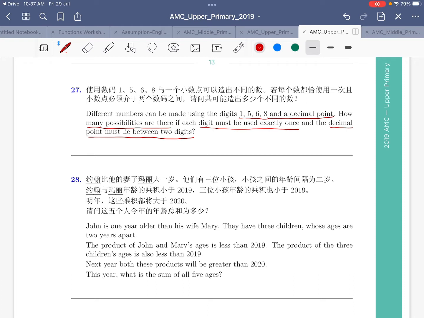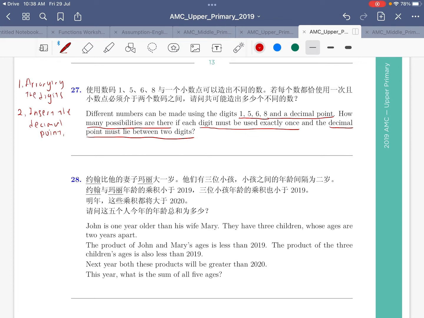So what we can do is consider starting by arranging the digits. And the second step we can consider is to insert the decimal point. That would be our idea when we try to attempt this question. Now in this case, let's take a look. How many ways are there to arrange the 4 digits with 1, 5, 6, and 8?